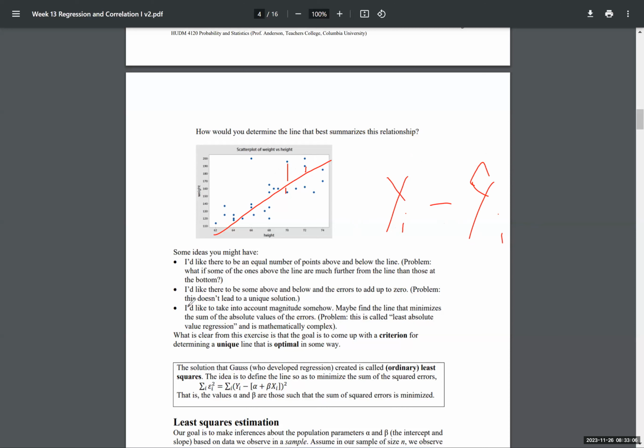So you could imagine, well, what if the errors just add up to 0? The issue with that is it turns out there's many lines that satisfy that approach. And so you might also think, well, maybe I can find another method that takes into account the magnitude. And this is exactly what OLS actually ends up doing. It focuses on the magnitude.